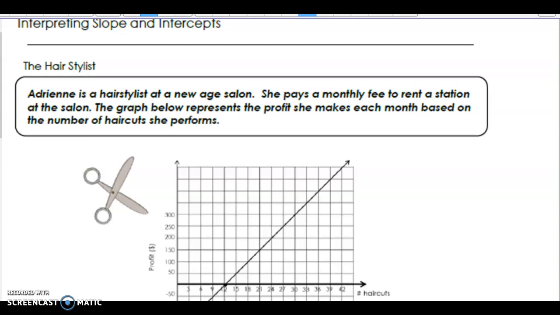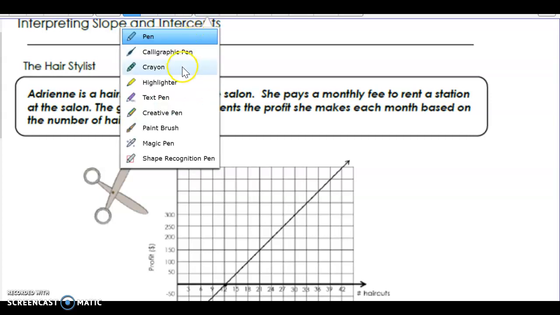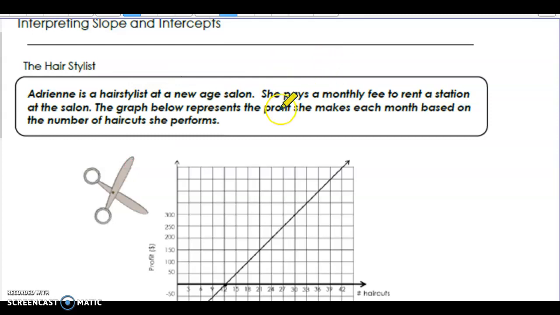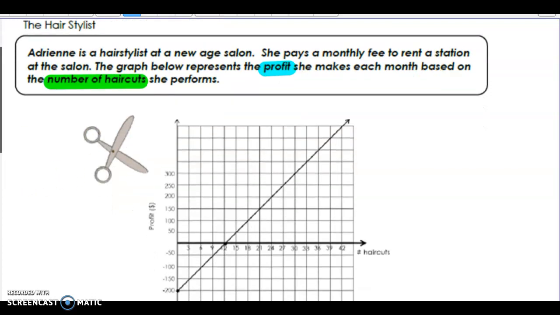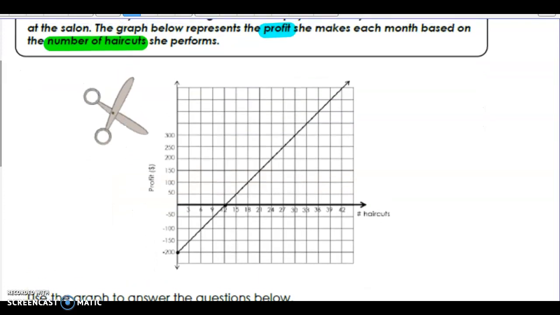So let's take a quick look at this problem, and you're going to see that we have a hairstylist and she is cutting hair, and it's going to be based on her profit, which is going to be her dependent variable. Her profit depends on the number of haircuts that she performs. So I'm going to lift up so we can see the graph.